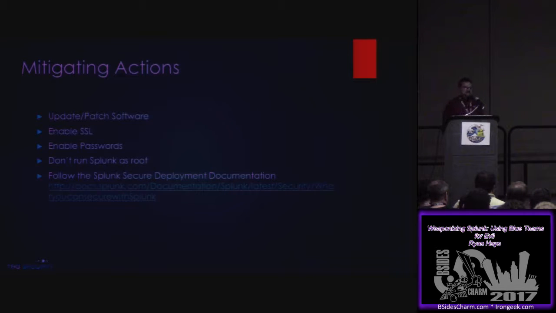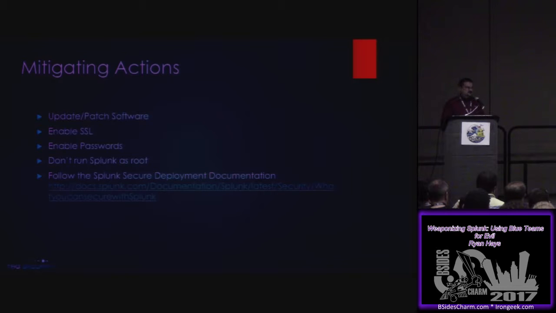So mitigating actions. Obviously, update your software. Enable SSL, change your passwords. In 6.5, it's really nice because they actually have two-factor authentication now with Duo, so you can do that. All you have to do is change your password, enable two-factor, and that literally stops everything in here that I'm talking about, unless obviously there's password reuse or some other way that I got that password.